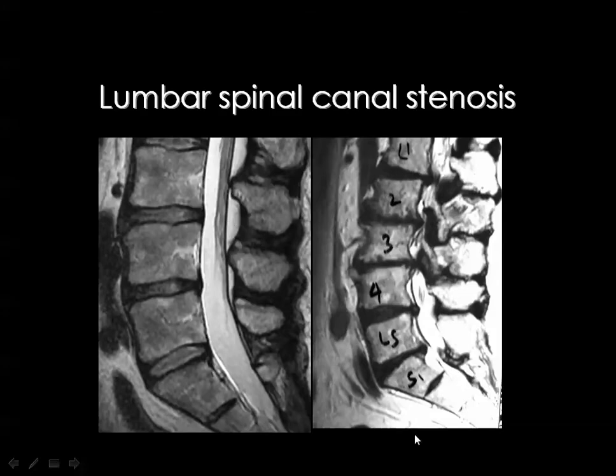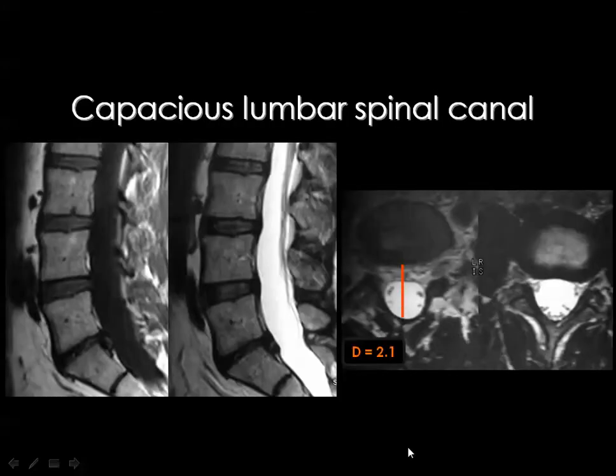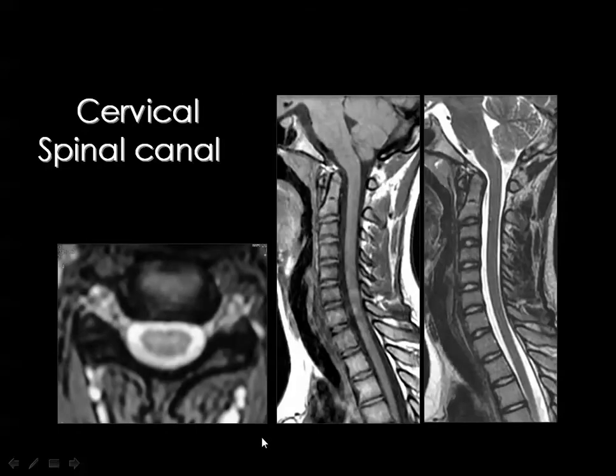cauda equina nerve roots. Then the capacious lumbar spinal canal is a canal with a diameter measuring about 2 centimeters or above. This is a capacious spinal canal, and many clinicians consider that a capacious canal causes some sort of low back pain because of the ectasia of the thecal sac, which is not adequately supported by bone posteriorly.